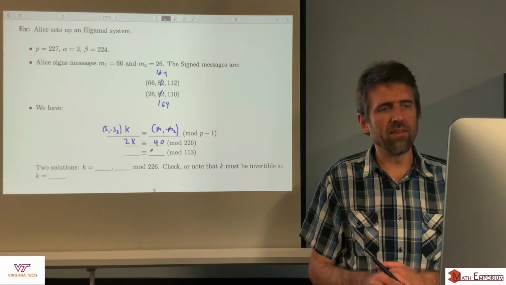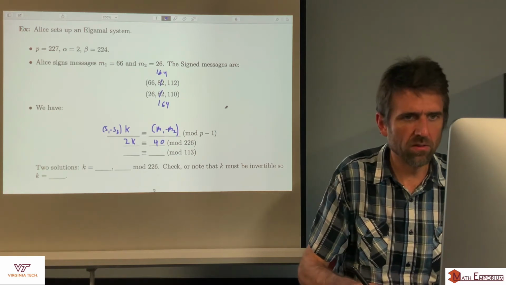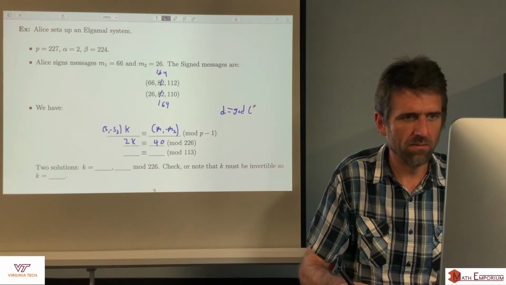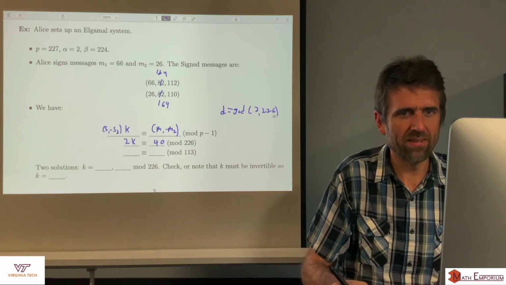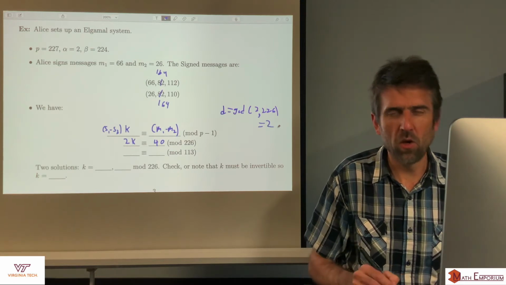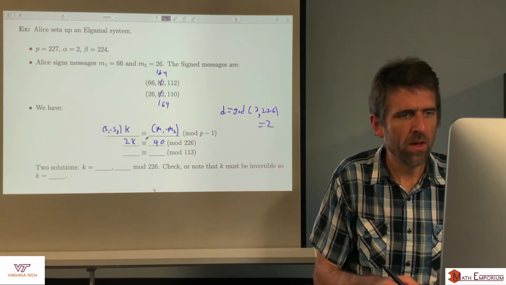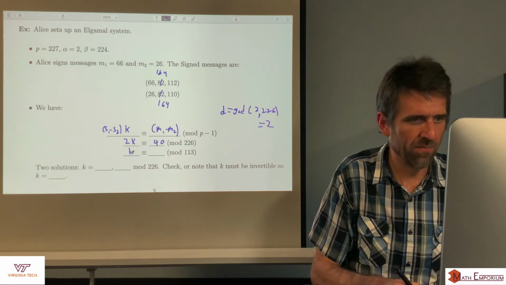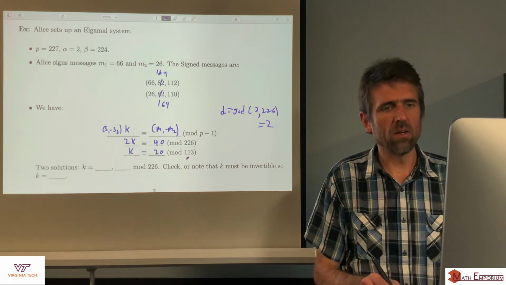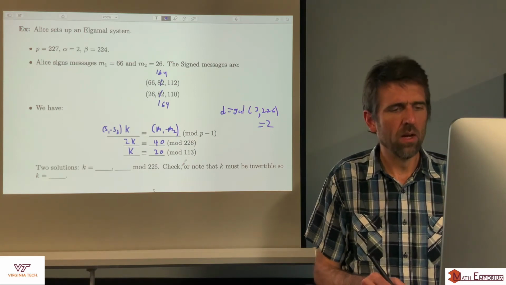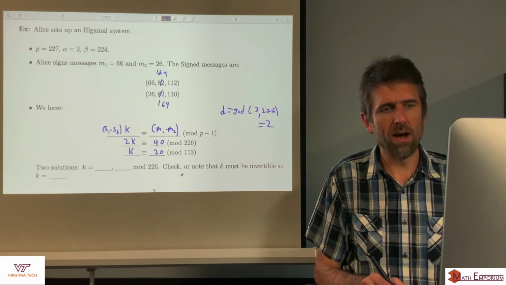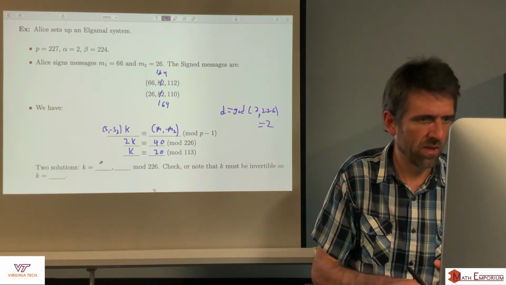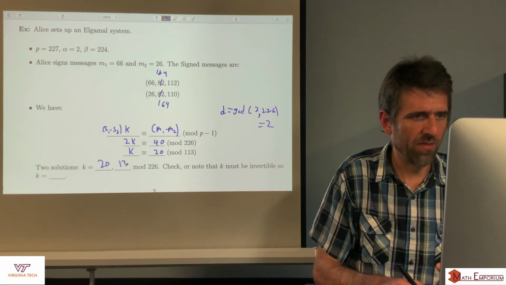All right, so this is an instance where we have a non-invertible coefficient. So we have D equals GCD of 2 and 226, which is 2, so many solutions. And then we can find those by dividing everything through by that D. So we know K is congruent to 20 mod 113. And so that's the unique solution mod 113, but that gives us two distinct solutions mod 226, namely 20 and 133.